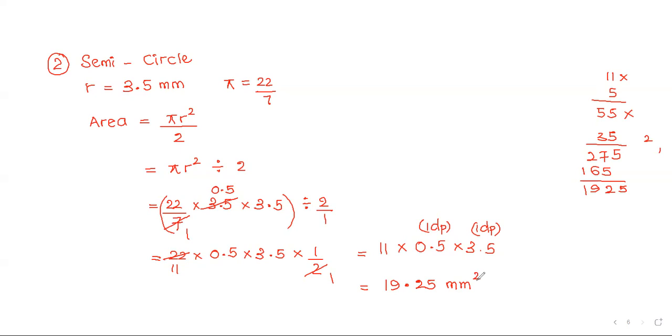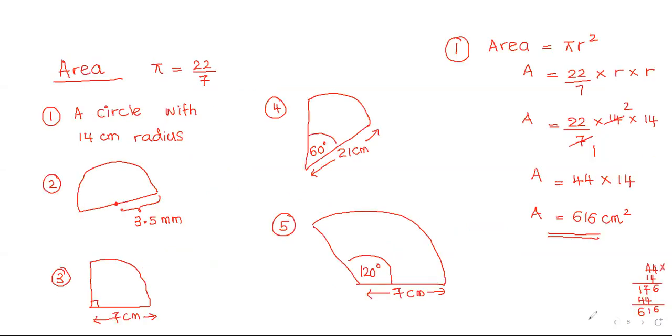5 times 5, 25, 2 remainder, 5 times 5, 25 plus 2, it is 27. 3 times 5, 15, 1 remainder, 3 times 5, 15 plus 1, 16. When I add these numbers, 5, 12, then 9, yes, 1925. But I want to keep 2 decimal places in the answer because I have 2 decimal places in the question. So it is 19.25 millimeter square. Now we will move to the third question.